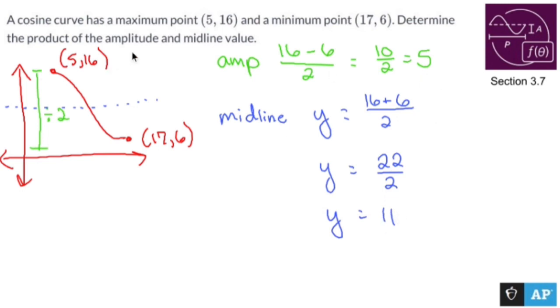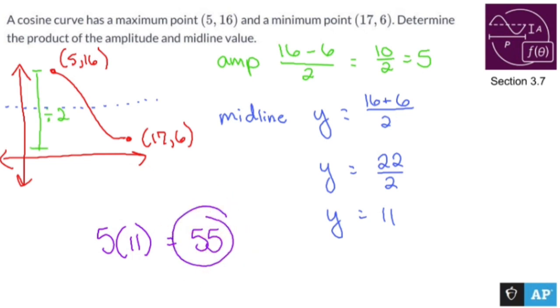They want me to find the product of the amplitude and the midline value because AP Precalculus just has to complicate things. The product is going to be 5 times 11, which is 55. So there you go, a pretty basic problem where they had to complicate it at the very end.